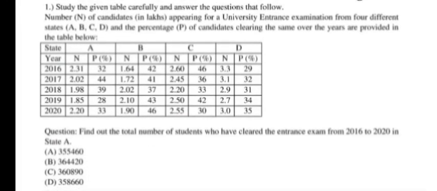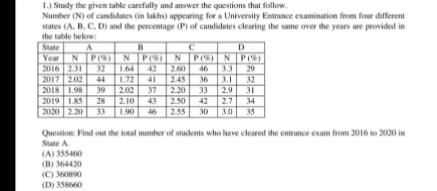The first question that we have got is, study the given table carefully and answer the questions that follow. Number of candidates in lakhs appearing for a university entrance examination from 4 different states A, B, C, D, and the percentage P of the candidates clearing the same over the years are provided in the table below. So this is the table.